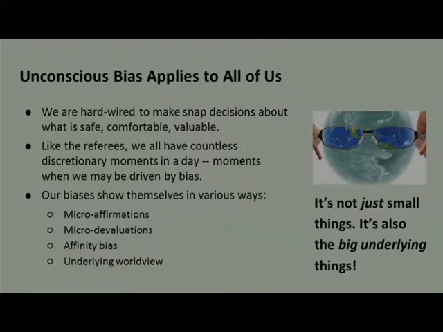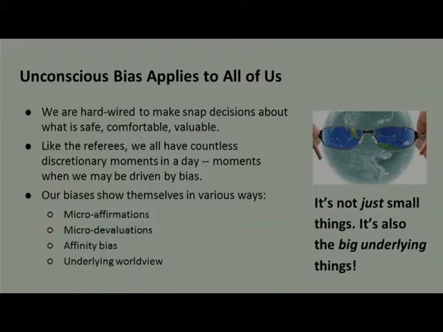about implicit bias. So some background on this. We're all hardwired to make snap decisions about what is safe, comfortable, and valuable. And the reason for this is that our survival is kind of linked to it, right? I mean, in ancient history, walking down a path, you needed to have a very quick response to the saber-toothed tiger that might have come at you.